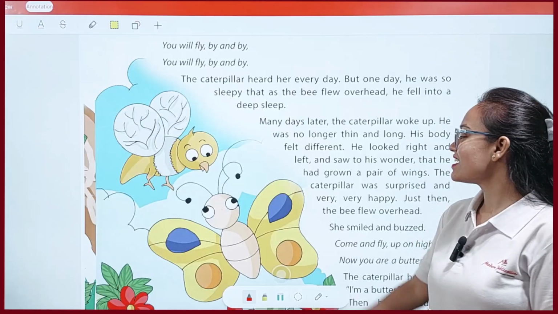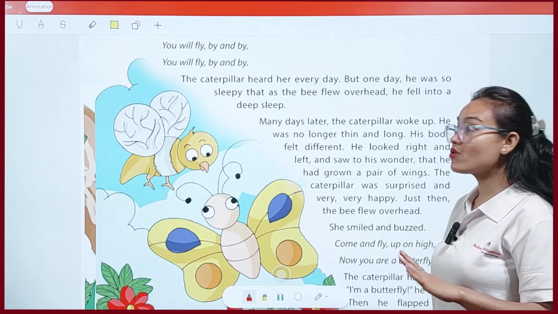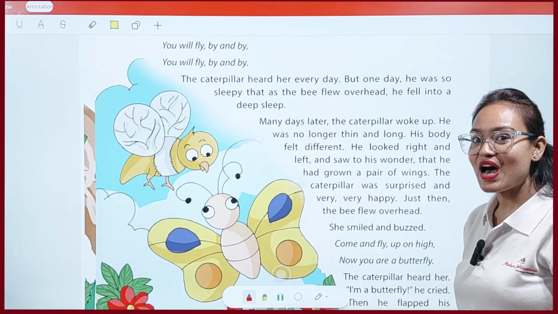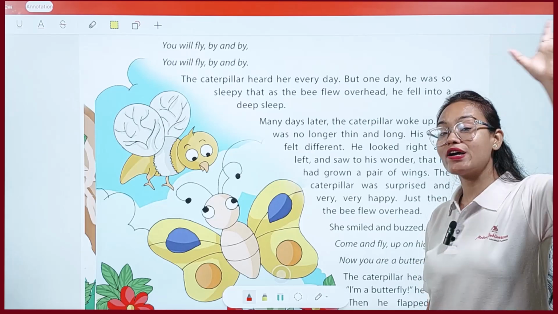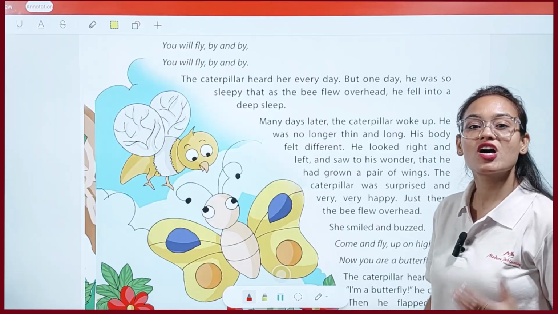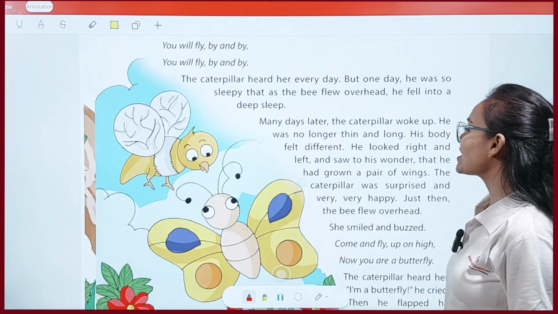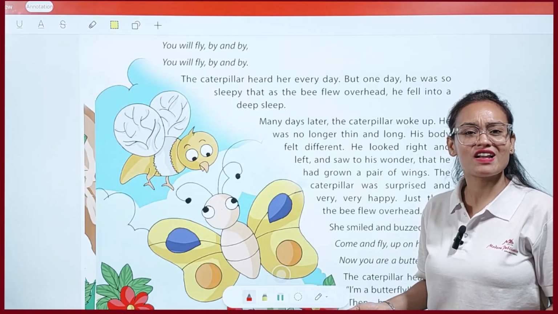After many days, this caterpillar woke up. He was no longer thin and long. Now the caterpillar can see the changes that occurred in his body. Earlier he was thin, but now he was no longer thin and long. His body felt different. He can feel it now. "Oh, my body is different now."